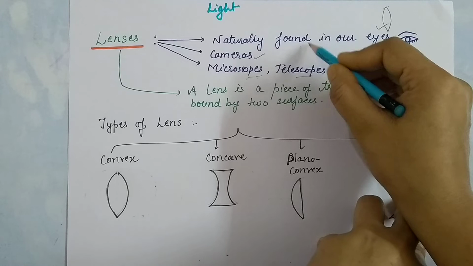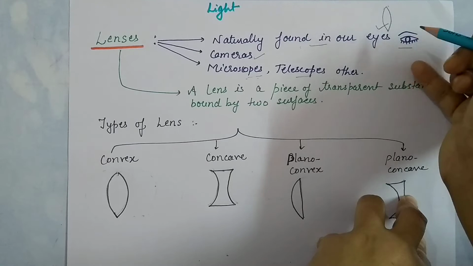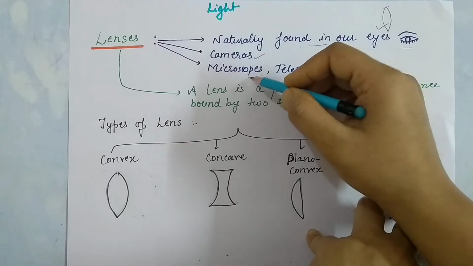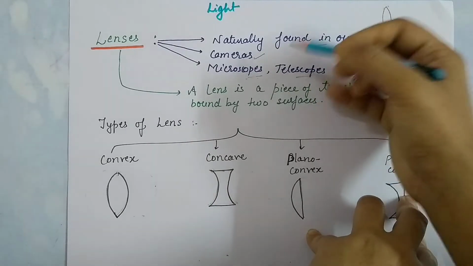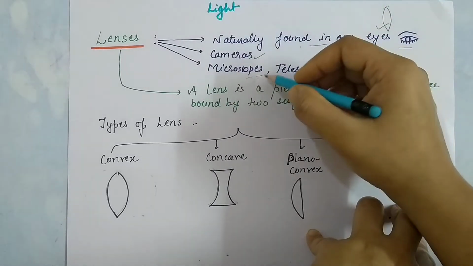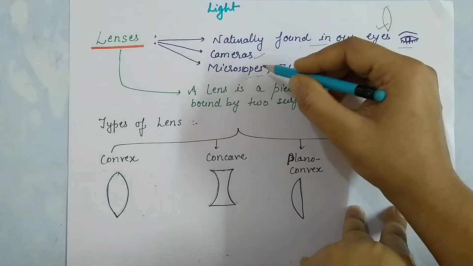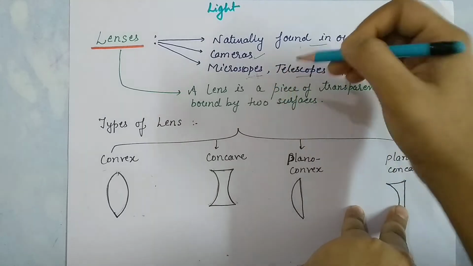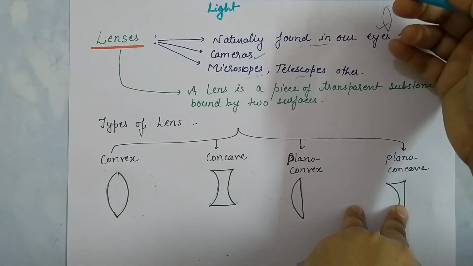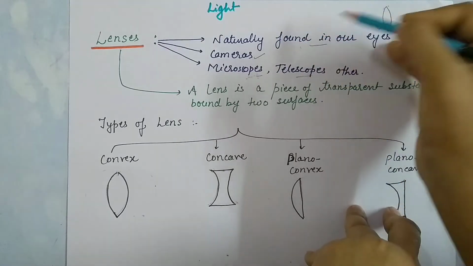Naturally, in our eyes, you will find lenses. You will find lenses in cameras, as everyone knows, and in microscopes and telescopes. If you have ever seen a microscope in your school laboratory, you will find the presence of lenses there. An advanced compound microscope uses different numbers of lenses. So here you will find the places where lenses are used.